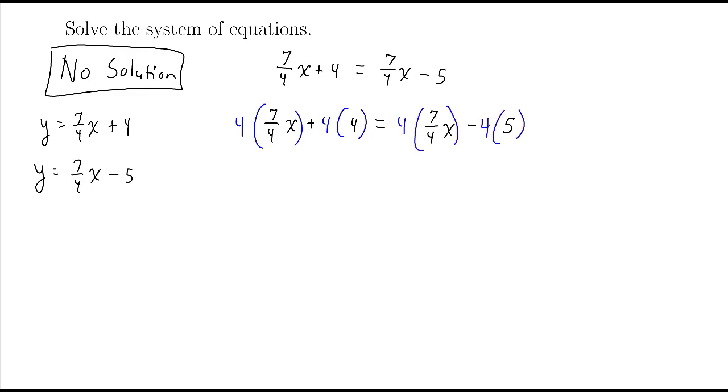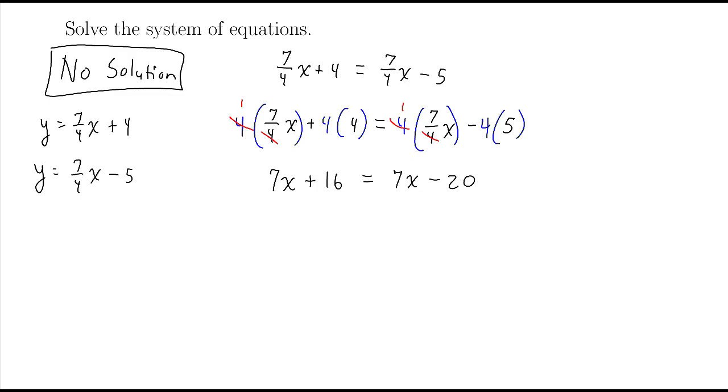If I multiply this by 4, 4 divided by 4 is 1. 1 times 7x is 7x. 4 times 4 is 16. 4 divided by 4 is 1. So 1 times 7x is 7x. And then 4 times 5 is 20. So we have 7x plus 16 equals 7x minus 20.